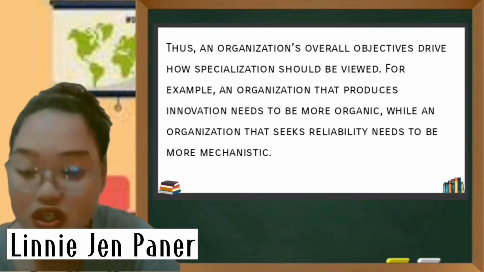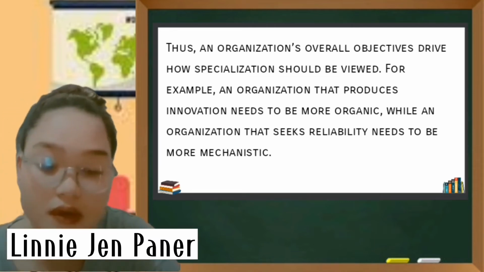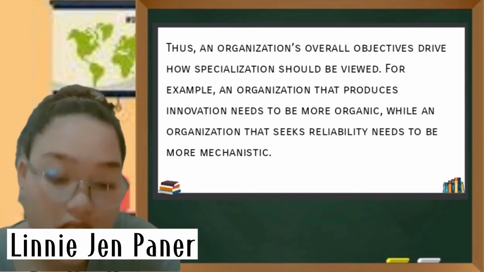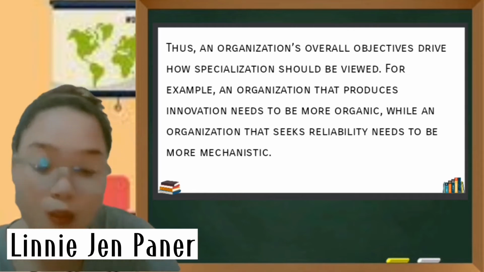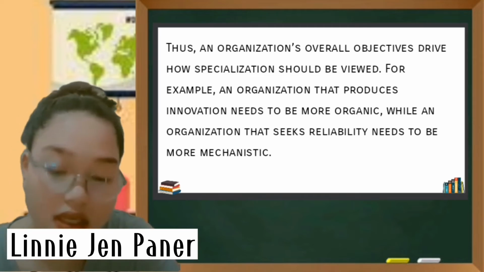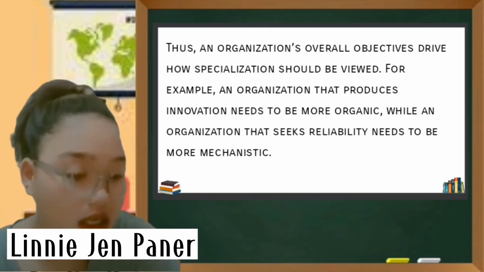An organization's overall objective drives how specialization should be viewed. For example, an organization that seeks to produce innovation needs to be more organic, while an organization that seeks reliability needs to be more mechanistic.